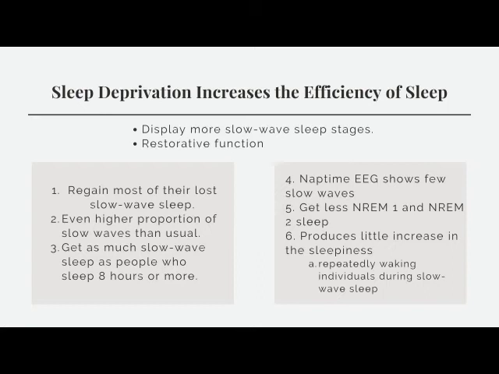Fourth, if individuals take a nap in the morning after a full night's sleep, their nap time EEG shows few slow waves, and the nap does not reduce the duration of the following night's sleep. Fifth, people who reduce their usual sleep time get less NREM1 and NREM2 sleep, but the duration of their slow-wave sleep remains about the same as before. Sixth, repeatedly waking individuals during REM sleep produces little increase in the sleepiness they experience the next day, whereas repeatedly waking individuals during slow-wave sleep has major effects.